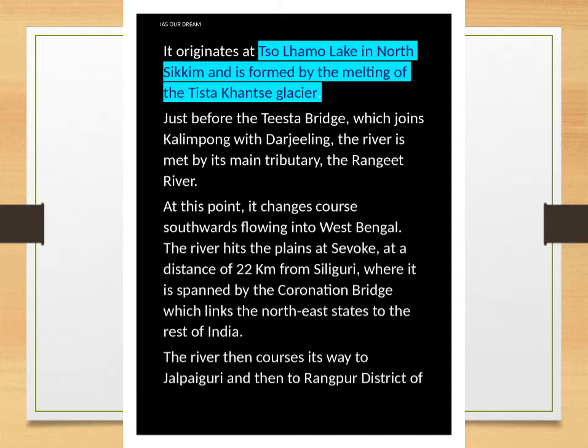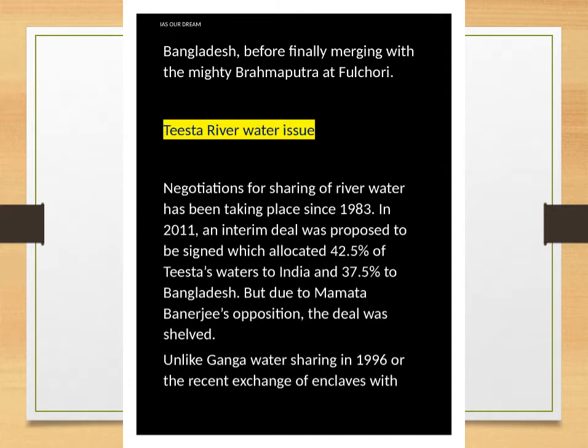At this point, it changes course southwards, flowing into West Bengal. The river hits the plains at Sevoke at a distance of 22 kilometers from Siliguri. This is not that important. Then the river courses its way to Jalpaiguri and then to Rangpur district of Bangladesh, before finally merging with the mighty Brahmaputra at Fulchhari. So this was factual data.